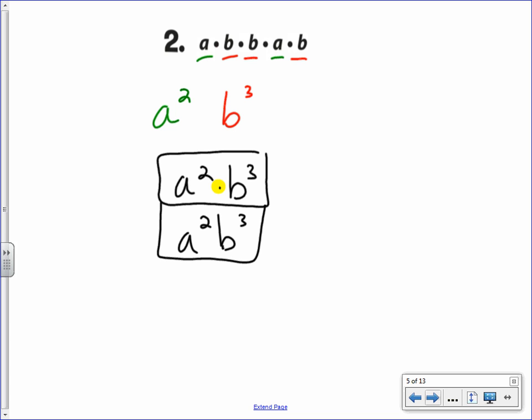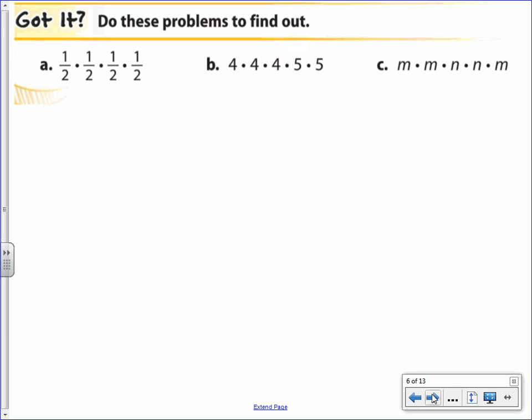Okay? The next one are the Got It problems. So take out your folder, open up, find your Got It problems for this lesson, and fill them in so you don't have to do it in class.